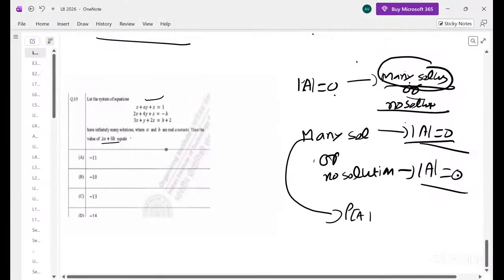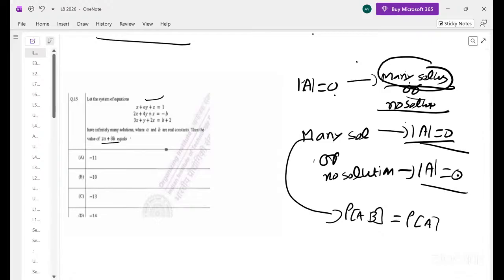Rank of augmented must be equal to rank of A, less than n. What is n? How many variables? 3 variables. Many solutions. So we are having two conclusions: determinant 0, and rank of augmented equal to rank of A less than 3. So both we can use.